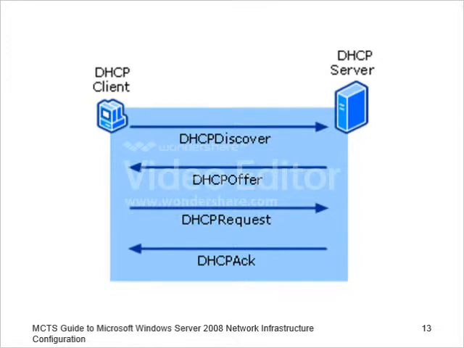The initial DHCP lease process is accomplished by using a series of exchanges between a client and a server that utilize four messages: DHCP discover, DHCP offer, DHCP request, and DHCP ACK. You can remember these four steps of the DHCP lease process with the acronym DORA, D-O-R-A, for discover, offer, request, and acknowledgement.